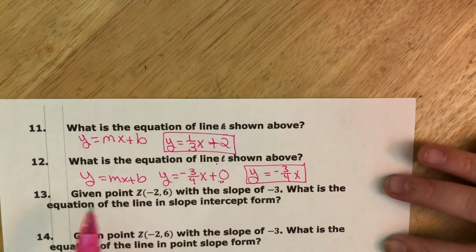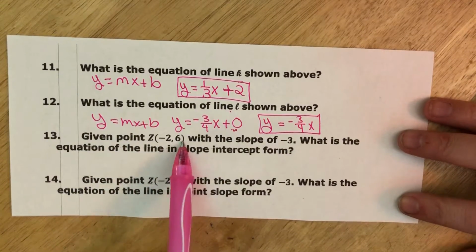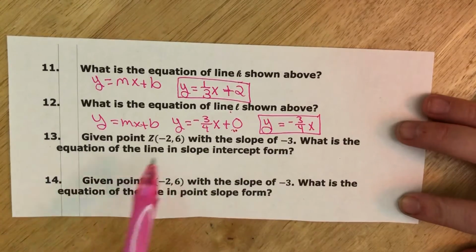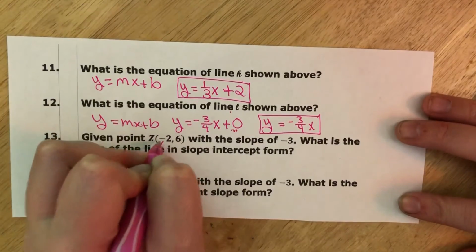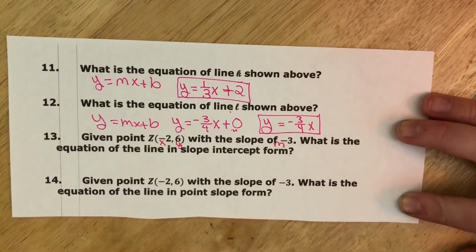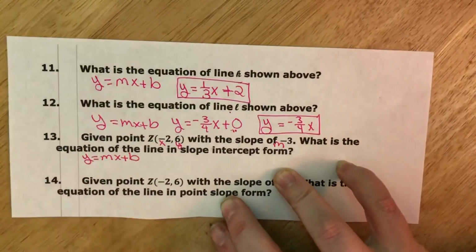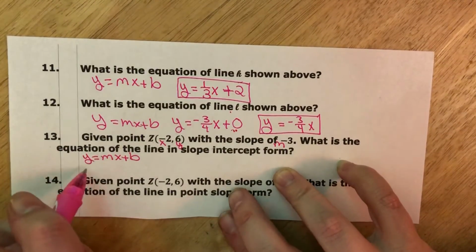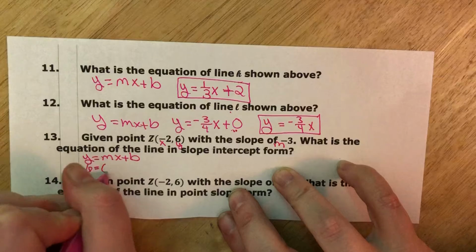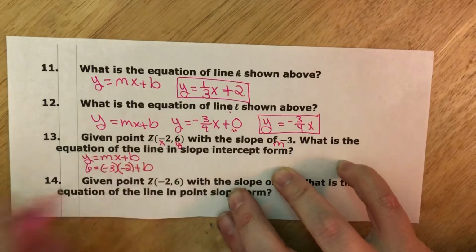Now, number 13 says, given point Z is at -2, 6 with a slope of -3, what is the equation of the line in slope-intercept form? So remember, anytime they give you a point, this is x comma y, and your slope is m. And you have your equation, y equals mx plus b. So we're solving for b. So my y value is 6. My m value is -3. My x value is -2, plus b.